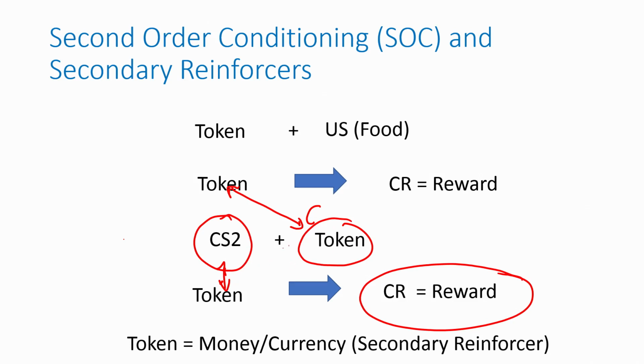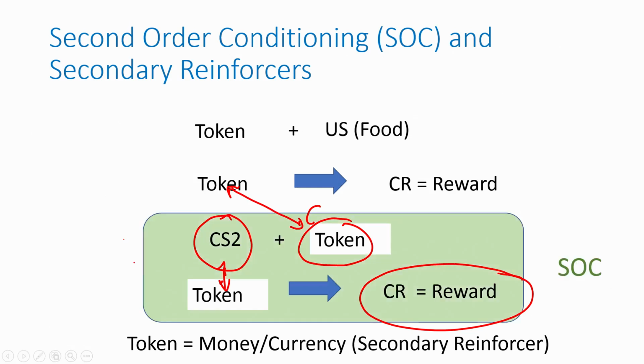Now, this conditioning is called second order conditioning, and reinforcers such as this token, the CS1 token, are called secondary reinforcers, and they are very, very important. As you can see, money is important, and that is how you develop a value to that money or currency. As a child you do not have much value for that. Over a period of time you develop that association only through this kind of second order conditioning.